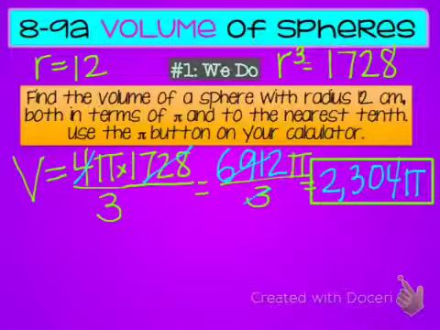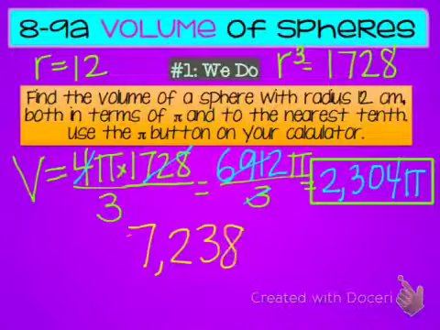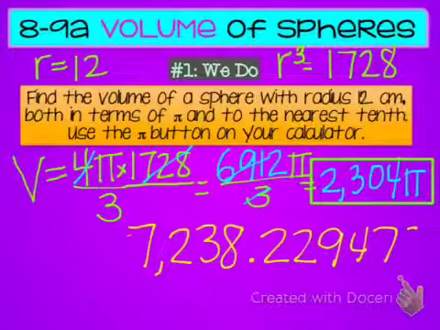But they also want us to find it to the nearest tenth. And the way that you do that, you've done before, you're just going to take 2,304 and put it in your calculator times your pi button, which is going to give us a grand total of 7,238.22947 and it keeps going. So we want to round this, and we're going to do that by looking at the second number. We don't need any of this over here. This is not larger than 5, so we're going to keep this 2 as a 0.2.